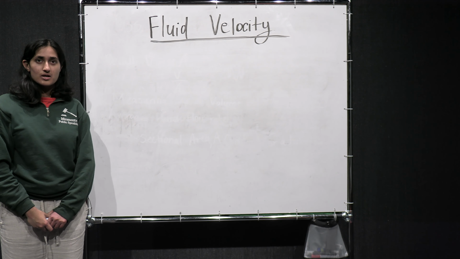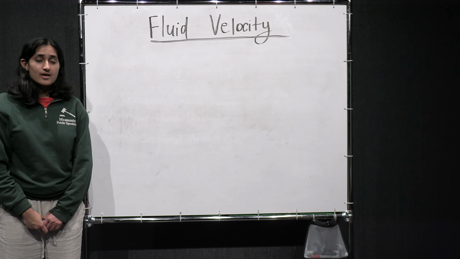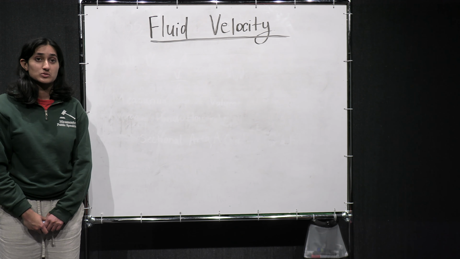How do you define the velocity of a fluid? Recall that the volumetric flow rate is equal to the fluid velocity times the cross-sectional area, meaning that the fluid velocity is the volumetric flow rate divided by the cross-sectional area.